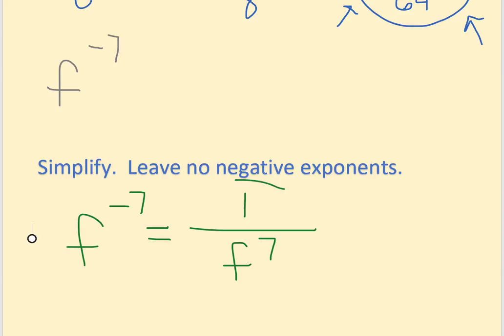And you can't simplify that anymore. I know that's not like an answer that y'all are used to getting. However, that is your answer, okay? 1 over f to the 7th. That is the same thing that we did above in the first example.